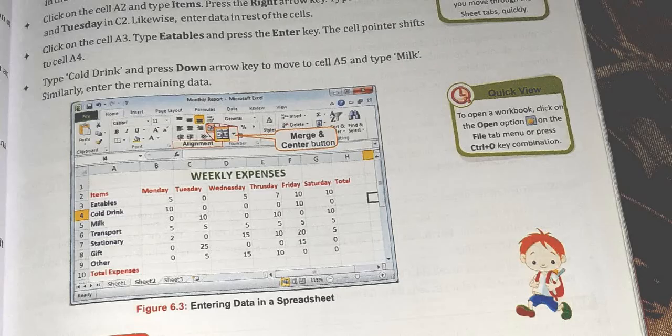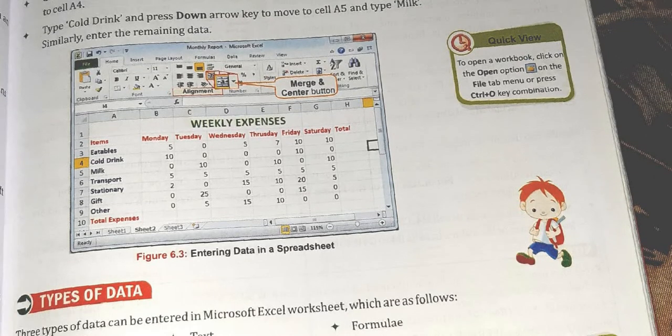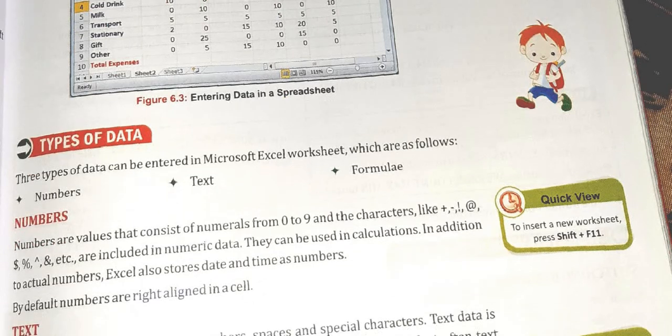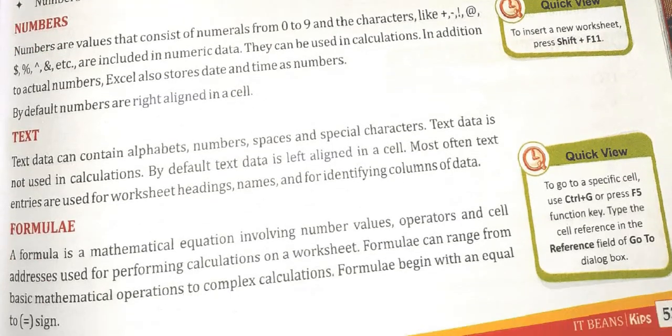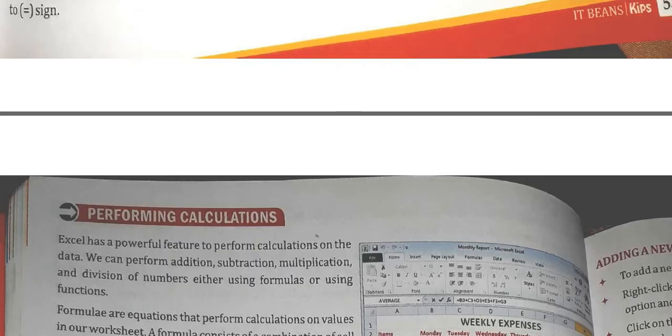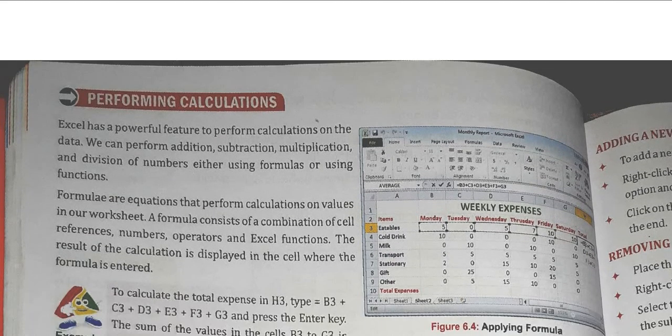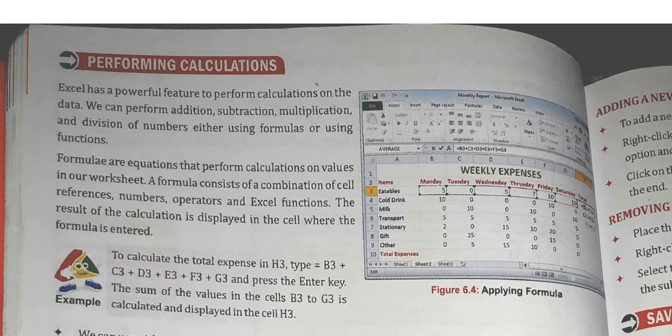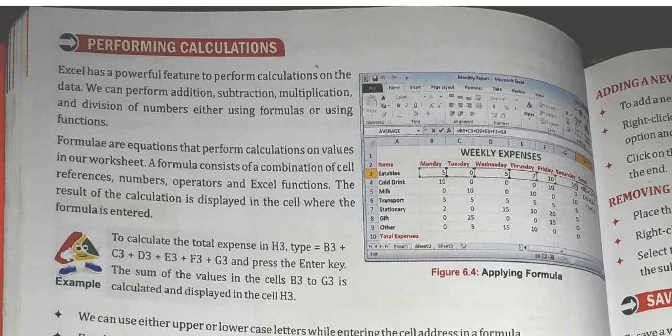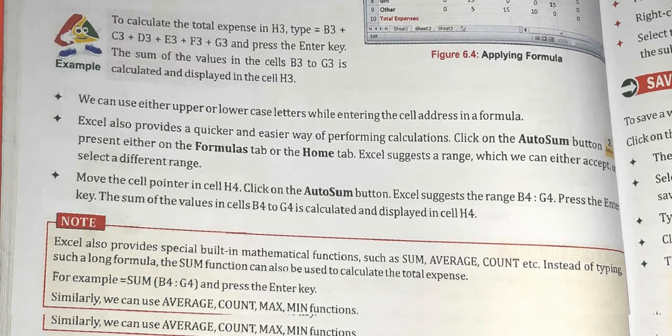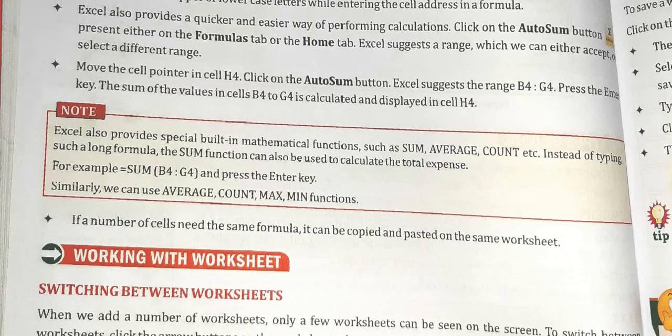Now next, entering data: formula, text, and all the types of data, number, text, formula, you already know. You understood each and everything. Performing calculations, I have already shown you. C equal to B3 plus C3, like this we have just seen. So this also you understood, how to apply formulas and functions.